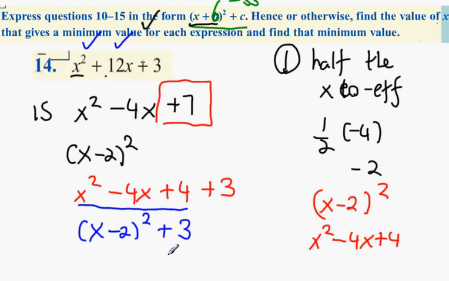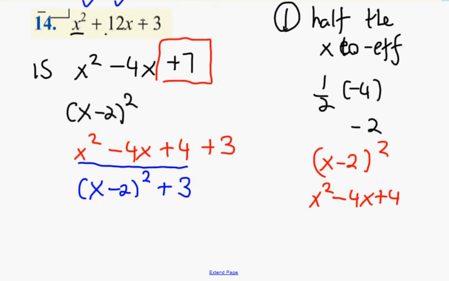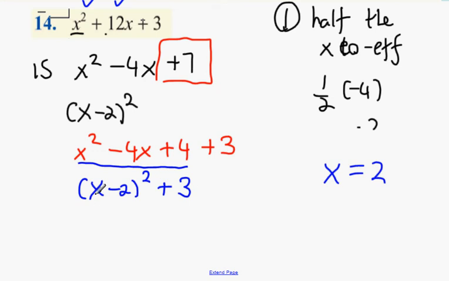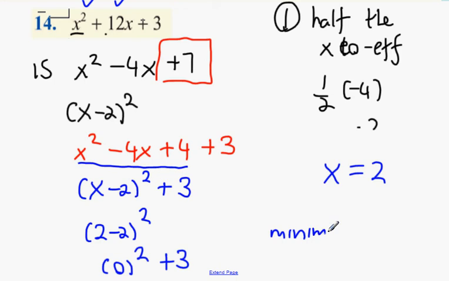That's it, done. Now it's going to ask you for what value of x gives the minimum value. Can anybody tell me? x equals 2. Because when x equals 2, 2 minus 2 squared is 0 squared. It's going to end up being 0 squared plus 3. And what is the minimum value? 3.